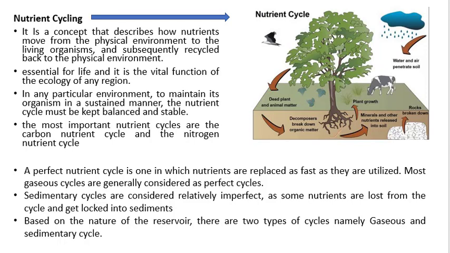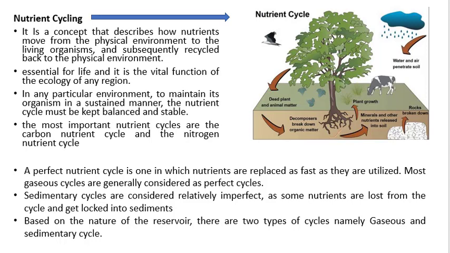As we all know, nutrients are essential for life and it is the vital function of the ecology of any region. In any particular environment, to maintain its organisms in a sustained manner, the nutrient cycle must be kept balanced and stable. The most important nutrient cycles are the carbon nutrient cycle and the nitrogen nutrient cycle.